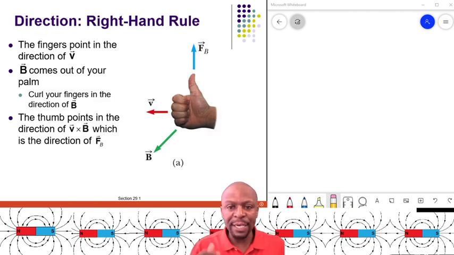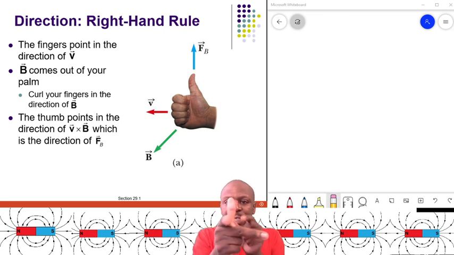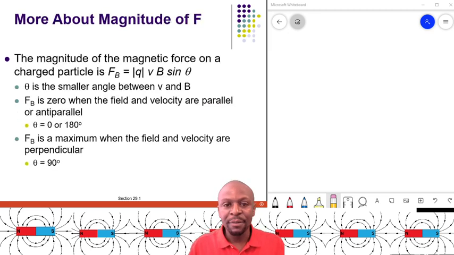Now, as I've already explained to you, this is what we are going to use. This is the right-hand rule. This is the magnetic force, this is the velocity of the charged particle, and this is the magnetic field. You will always have to use this right-hand rule in order to know the direction of the force, right? Good. The magnitude of the magnetic force is given by this. This is the sine of an angle because it's a cross product of v cross B.